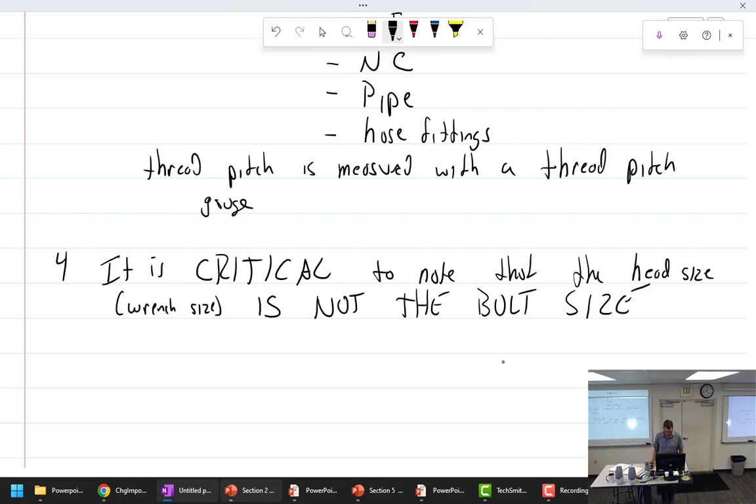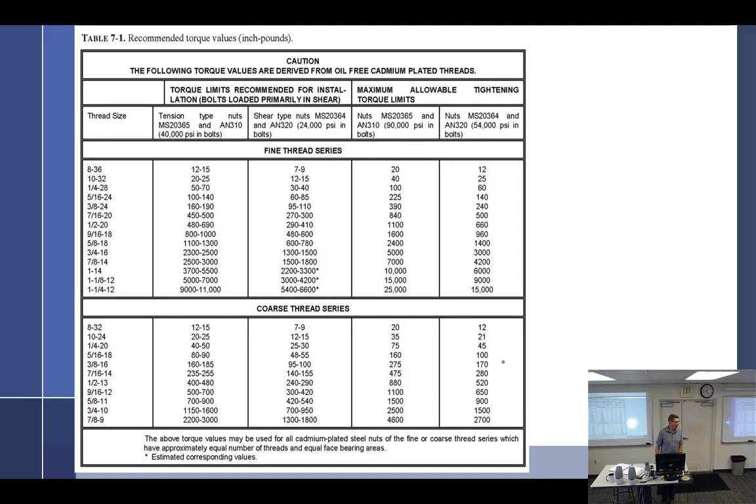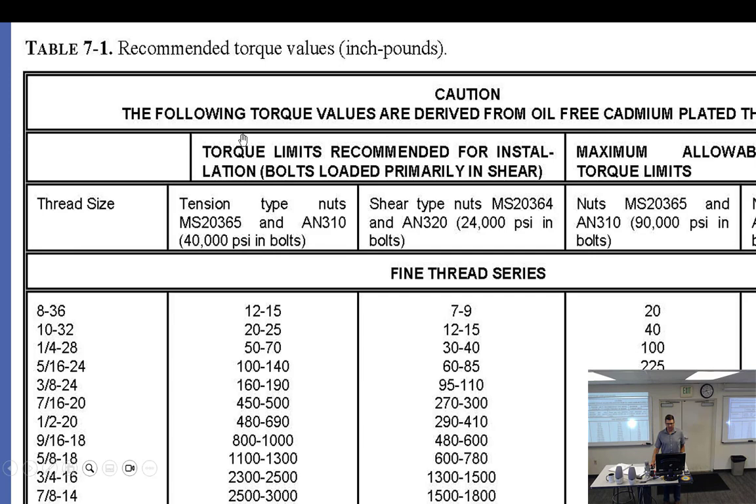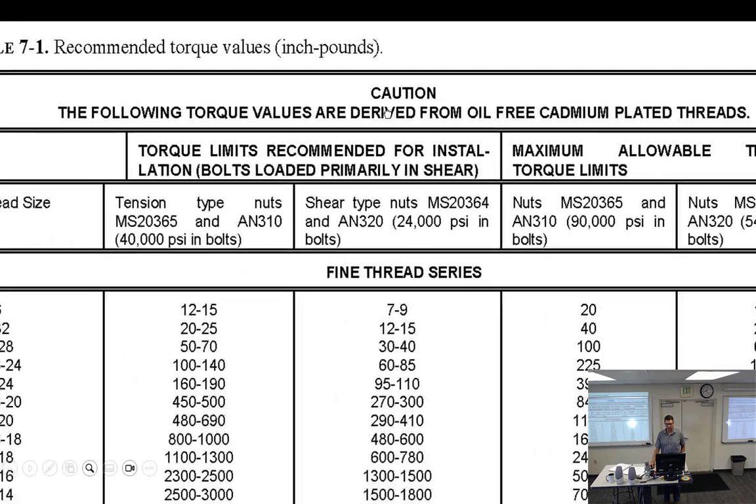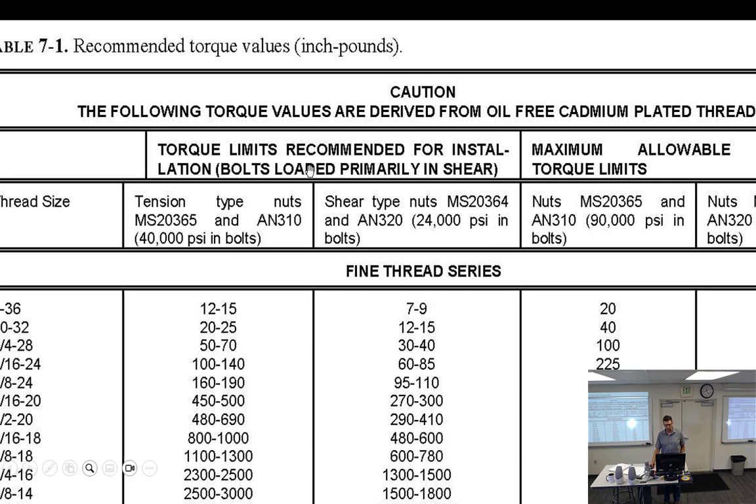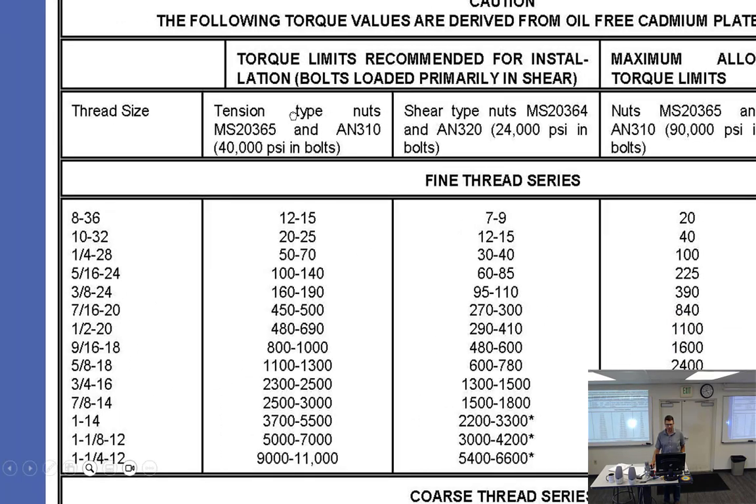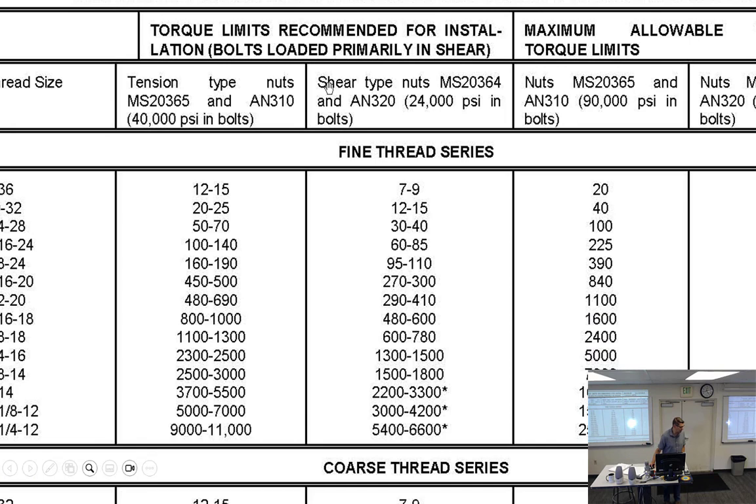Why is that so critical? All right, let's just say, using our chart right here, I have a quarter inch bolt, fine thread. Let's look at how this chart works. It is divided up into many columns. I wish they would have done it a little bit differently, but they didn't, so this is the way life treats us. Up at the top, it says the following are derived from oil-free cad-plated threads. Torque limit recommendations for installation of bolts loaded primarily in shear. Okay, we're going to look at this column right here. There are tension and shear nuts.